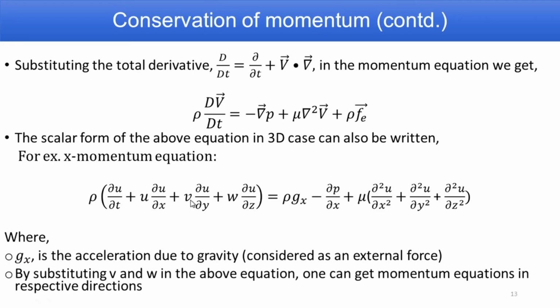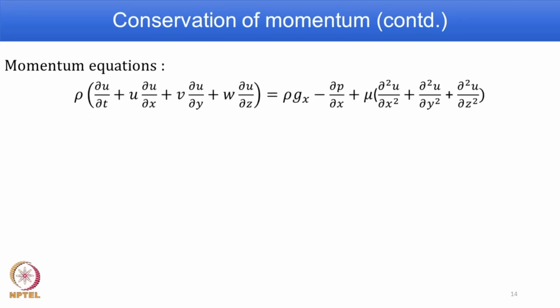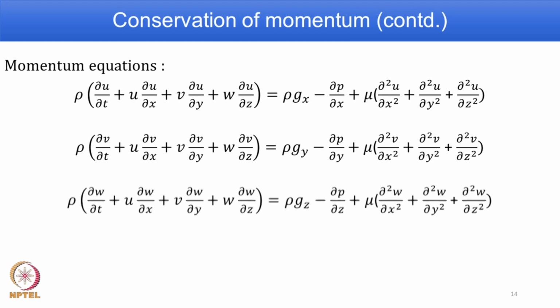One can also obtain similarly, by substituting for the v vector in terms of velocity components, v for y and w for z, the momentum equation in the corresponding direction, the y momentum equation and the z momentum equation. If you do that, you are able to write a complete momentum equation, and you are able to see here the corresponding v momentum equation or y momentum equation, and in the third direction the w momentum equation or z momentum equation.